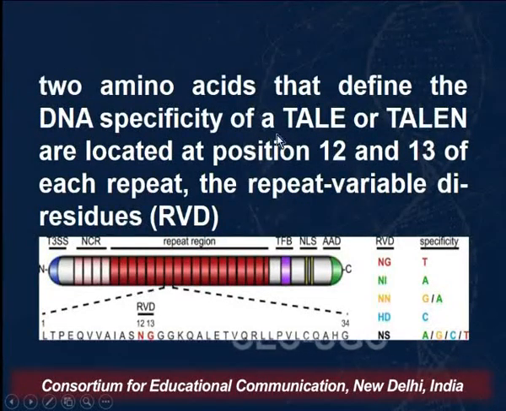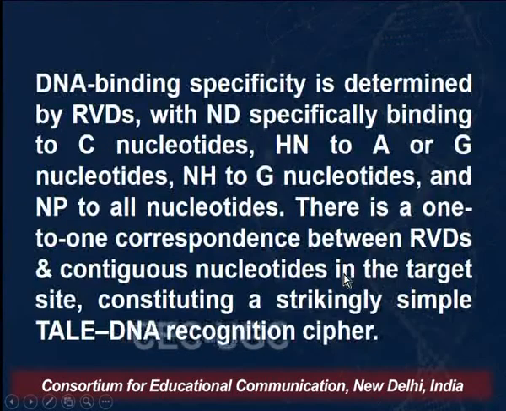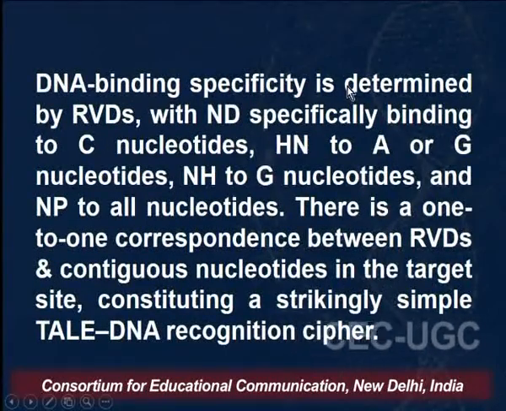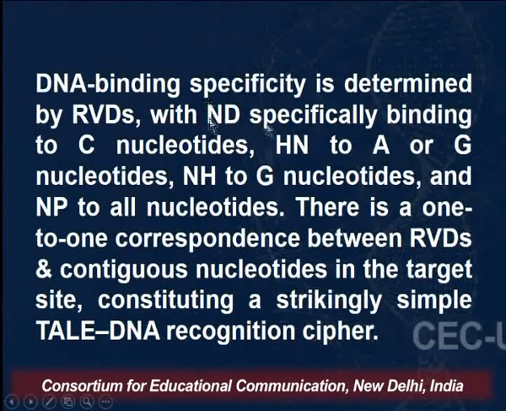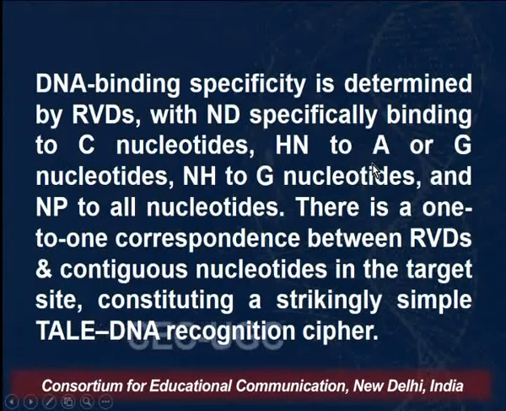The two amino acids that define the DNA specificity of a TALE are located at positions 12 and 13 of each repeat and are termed the repeat variable diresidues. DNA binding specificity is determined by RVDs, with NG, for example, binding non-specifically to C nucleotides. These are the two amino acids: ND specifically binds to C nucleotides, HN to A or G nucleotides, NH to G nucleotides, and NP to all nucleotides. So these are diamino acids, and their specificity to different nucleotides is also given on the side here.